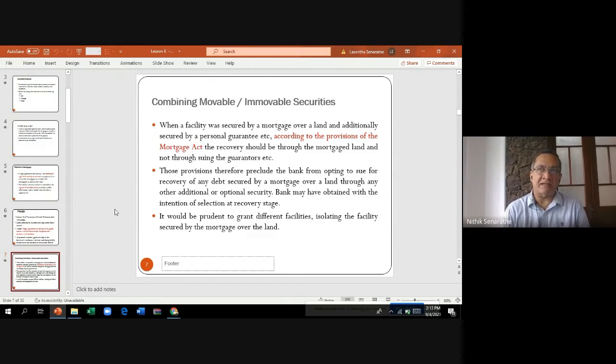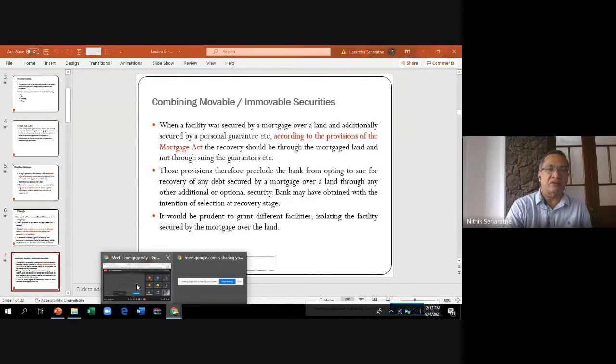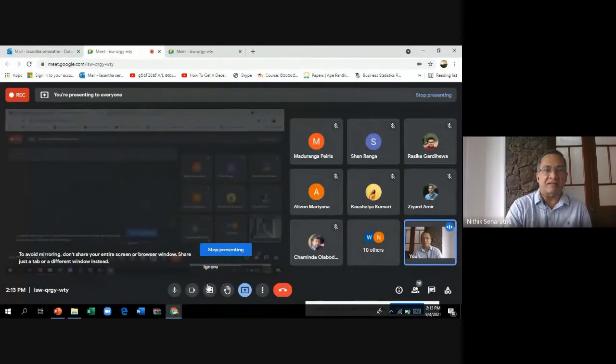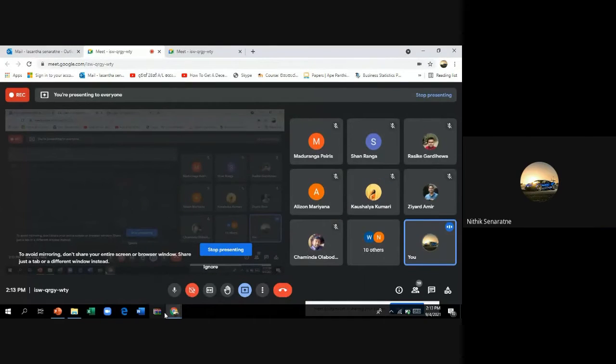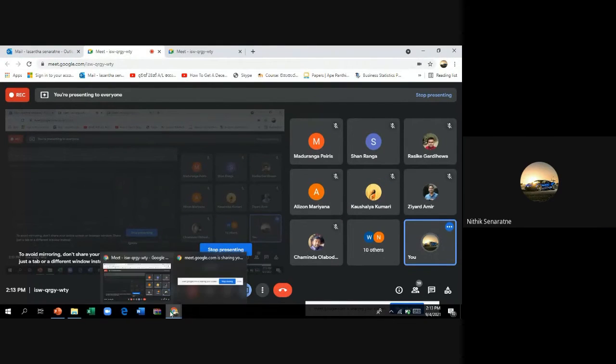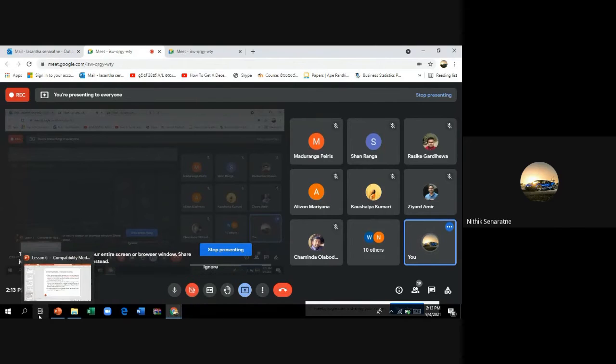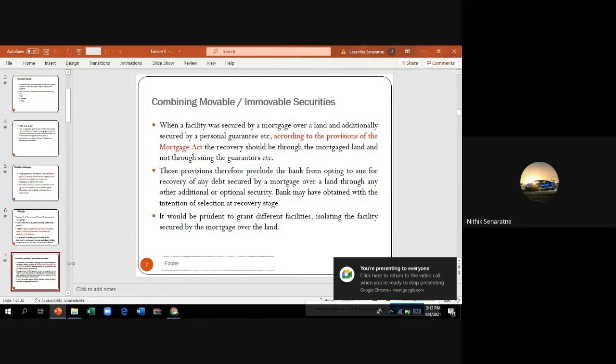Sometimes I have seen banks, in order to put mental pressure on the customer, prefer to take personal guarantees as well. There is no restriction on getting a personal guarantee or any other security as much as you want, but you have a restriction when you go for recovery. You can't use all the assets. Simply, you can't combine movables and immovables, but immovables and cash you can combine. Other than that, you can't.